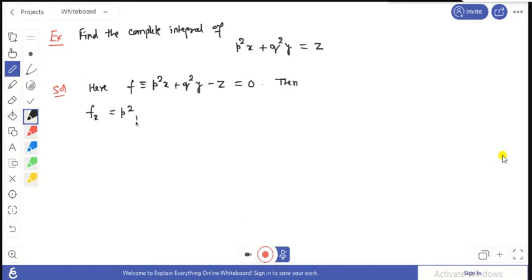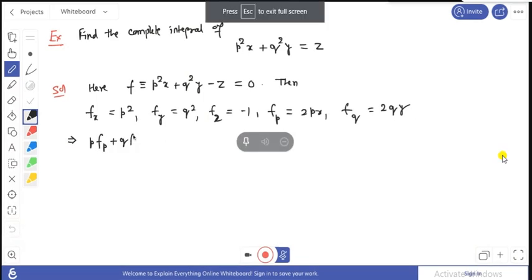Okay, so this is p square. What is f of y? Suppose this is q square, and f of z equals -1. Then if we differentiate partially with respect to p, this is 2px, and if we differentiate with respect to q, this is 2qy. Okay, so here in the formula we need some values, that is in the denominator term, p of fp plus q of fq.